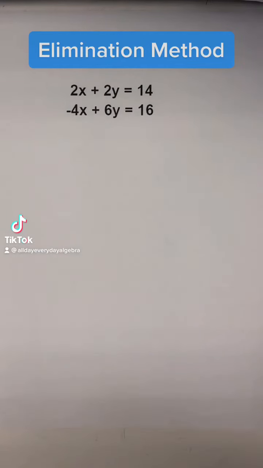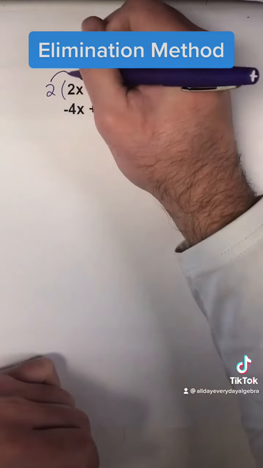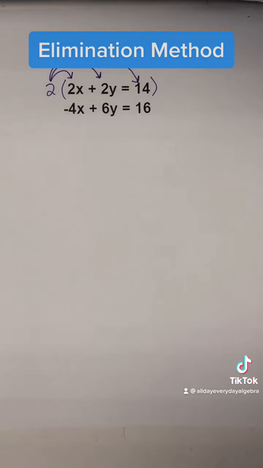Let's talk a little bit more about the elimination method. Our main goal here is to be able to cancel out either the x variable or the y variable. In this case, neither one will cancel out. So we have to multiply the first equation by 2 in order to cancel out the x variable.